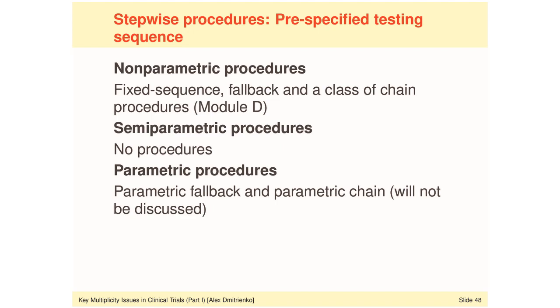And the last class, the class of parametric procedures, is represented by the so-called parametric fallback and parametric chain procedures. They will not be discussed. They will be beyond the scope of this online training course.